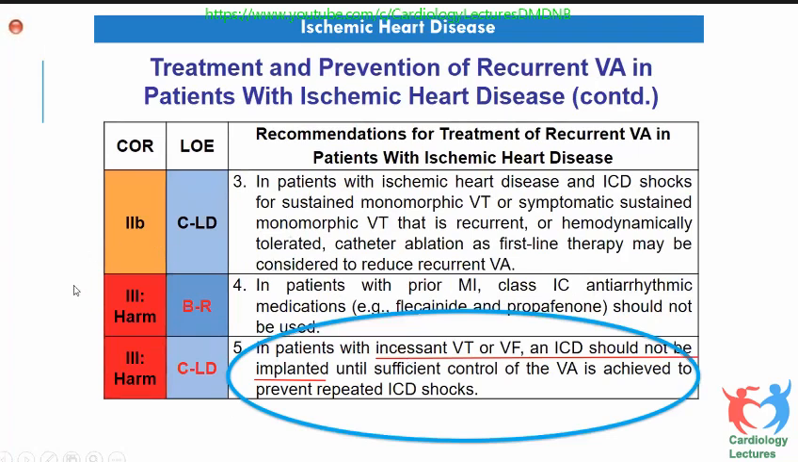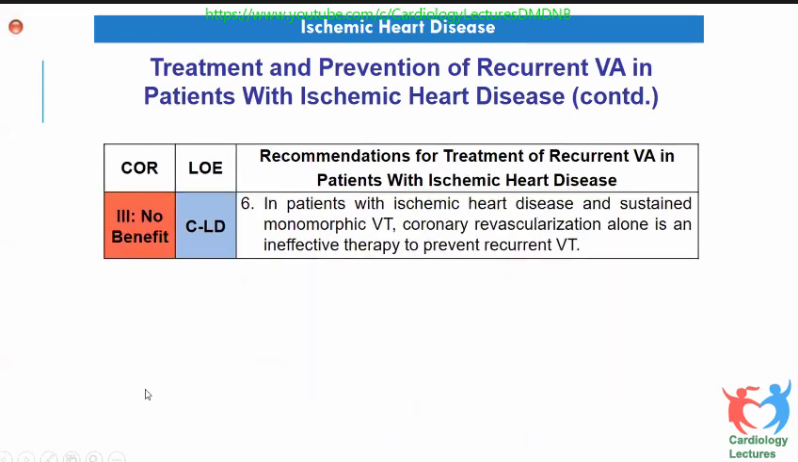However, for recurrent VA with ischemic heart disease, again, in patients with excessive VT or VF, an ICD should not be implanted until sufficient control of VA is achieved, to prevent repeated ICD shocks. So this is a harmful Class 3 indication. On top of that, they also have a reminder that in patients with ischemic heart disease and sustained monomorphic VT, coronary revascularization alone is an ineffective therapy to prevent recurrent VT.